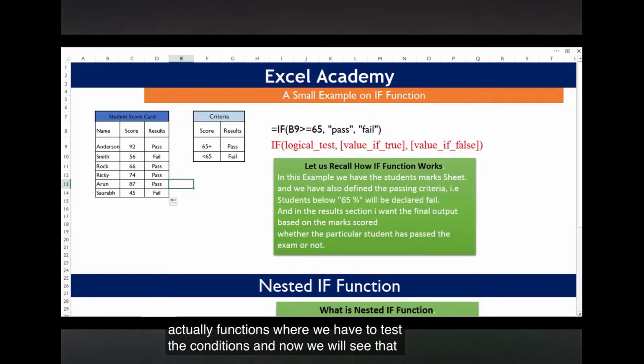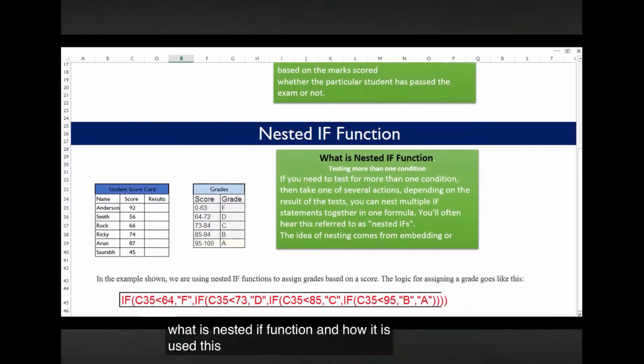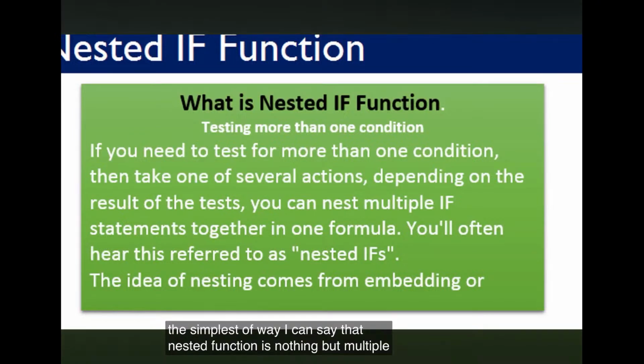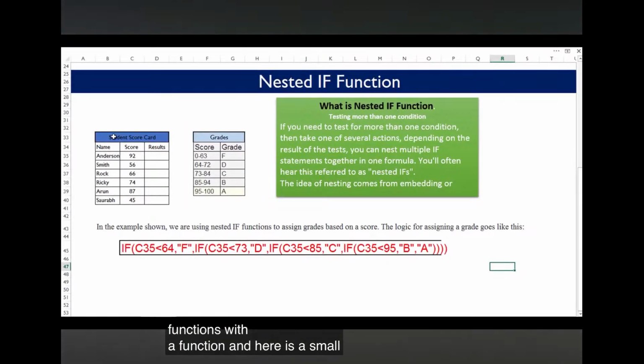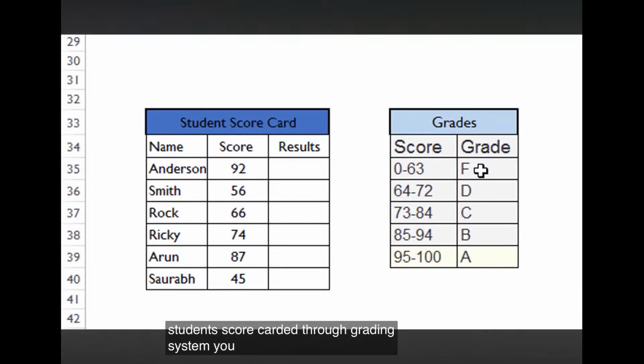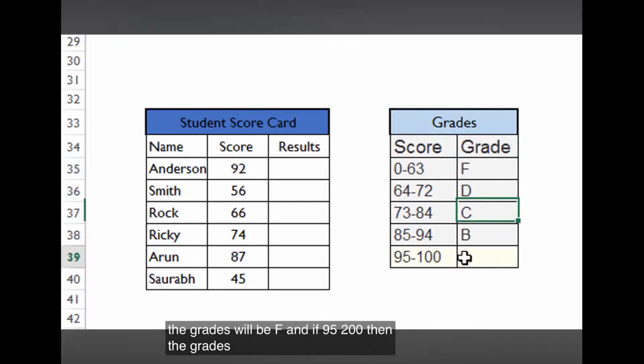And now we will see what the nested IF function is and how it is used. So this is your nested IF function. In the simplest way, I can say that a nested IF function is nothing but multiple IF functions used within an IF function. If you want to test multiple conditions, you can use multiple IF functions within an IF function. Here is a small example: we have converted our student scorecard into a grading system. If the score is 0 to 63, the grade will be F, and if it is 95 to 100, the grade will be A.